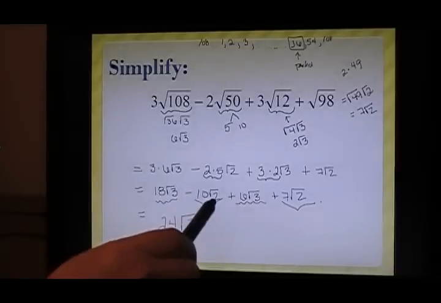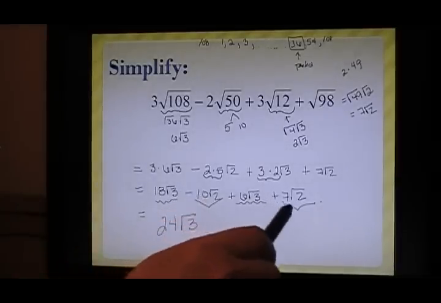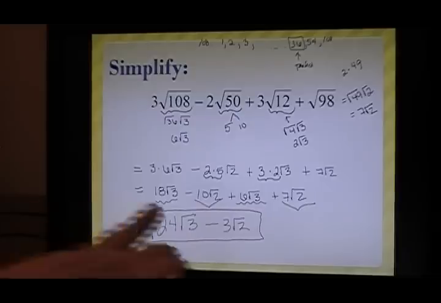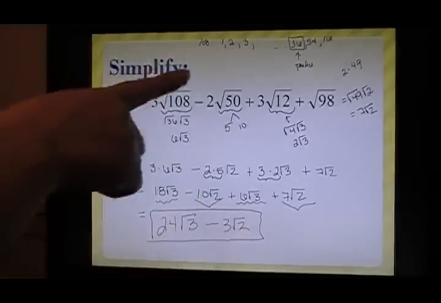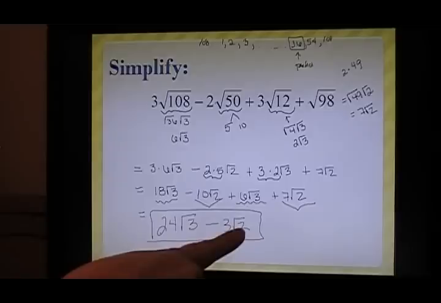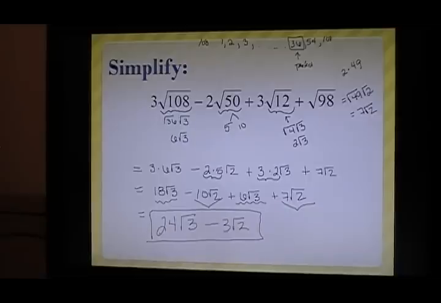Negative 10 root 2 plus 7 root 2. Negative 10 plus 7 is negative 3. So then we have minus 3 root 2. Finally, we are done. This expression is simplified because both of the roots are simplified and I have no more like terms to combine. So once you get to that stage, you know that you can stop.